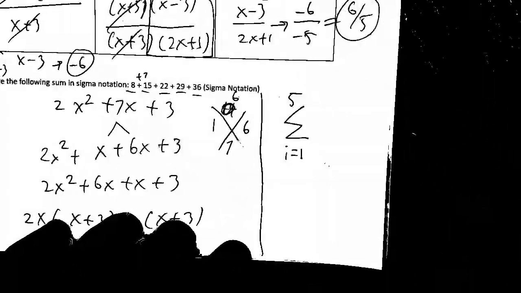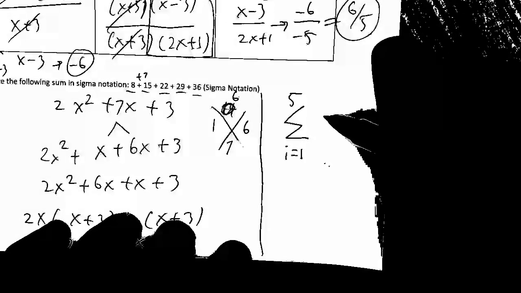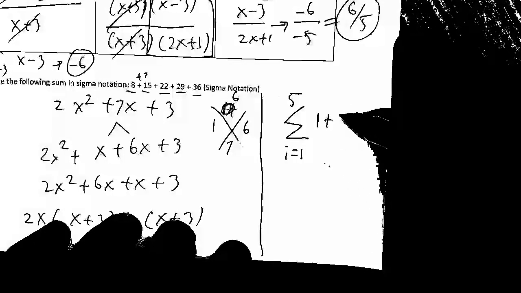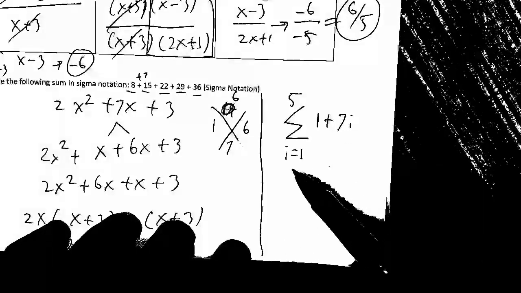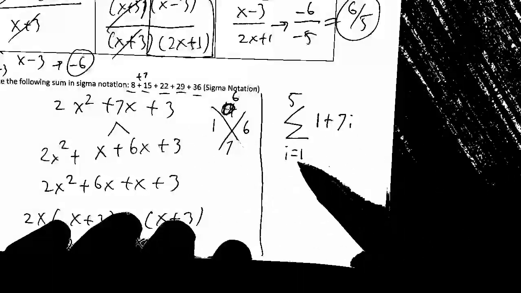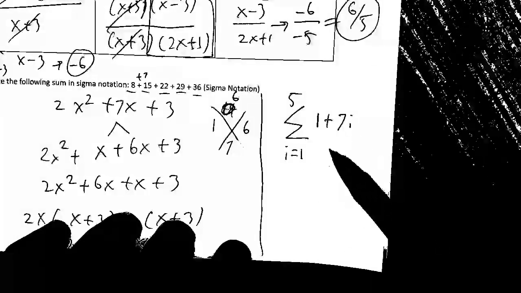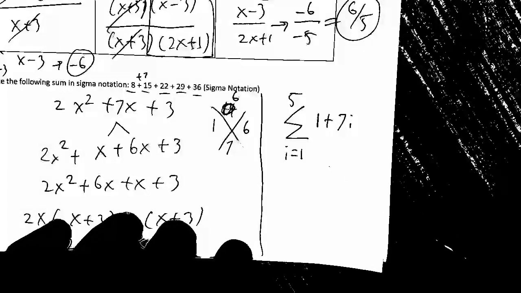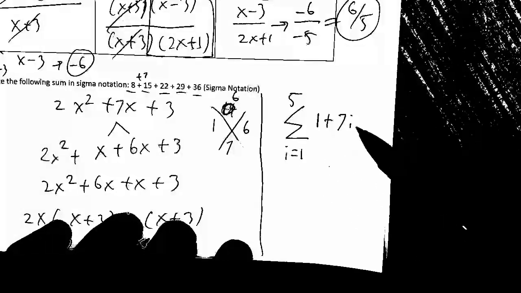So it's going to be 1 plus 7i. Why do you need that 1? Because for your first term, you want 8. So you plug a 1 in, you get 8. Then you plug a 2 in, you get 15. Then a 3, you get 22. A 4, you get 29. A 5, you get 36. So the 1 is there because your first term is 8. To get 8, you have to have 1 plus 7i.